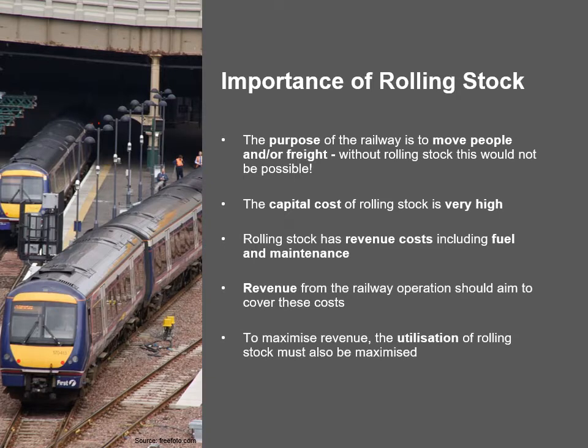So the purpose of a railway is to move people and or freight. Without rolling stock, this would be impossible. The capital cost of rolling stock is very high. Rolling stock has revenue costs, and that includes fuel and maintenance. Revenue from the railway operation should be able to cover these costs. To maximise revenue, the utilisation of rolling stock must be maximised.